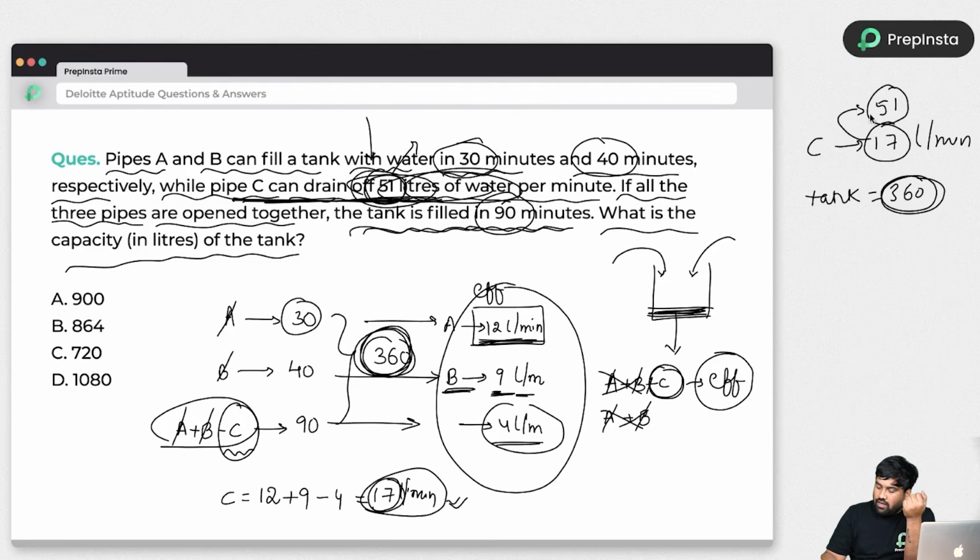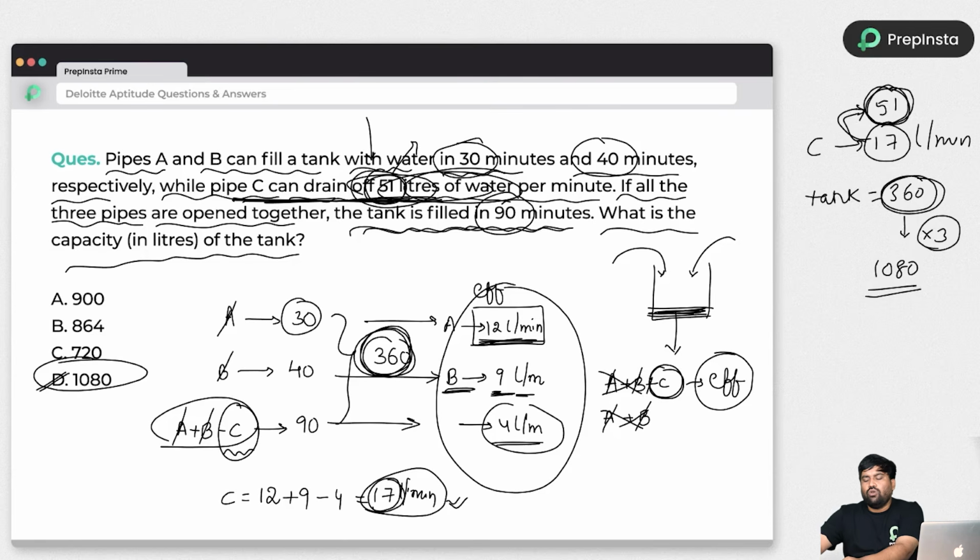In order to make 51 liters per minute, it is 3 times, right? 17 into 3 is 51. So the tank must also be 3 times the capacity. So 360 into 3, the answer is 1080. So option D is correct. This is the way you need to do it. If you follow any other alternative method, you can't solve this problem within 1 minute.